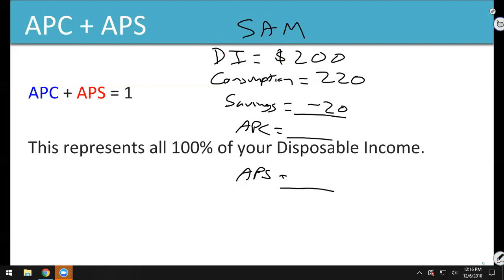So what would his APC be? APC is what percentage of his income is he spending? So 220 divided by 200 in this case means he's spending 110% of his income. So that's going to be 1.1, right? Yeah, 1.1. So his APS is negative 0.1. He is borrowing one-tenth of his income. The APC and APS have to add up to 1.